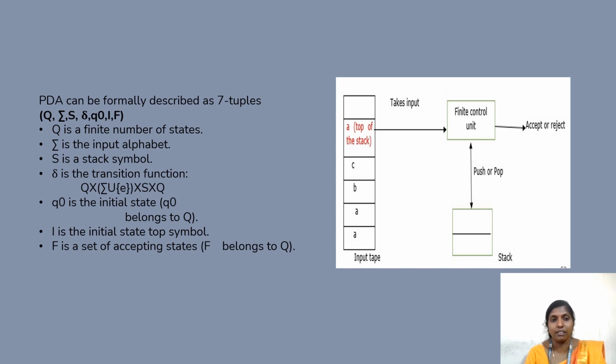This pushdown automata is formally described by 7 tuples. Q is the finite number of states, Sigma is the input alphabet, Gamma is the stack symbol, and the transition function maps Q times Sigma union epsilon times Gamma to Q times Gamma star. Q0 is the initial state, belonging to Q, Z is the initial stack top symbol, and F is the set of accepting states, F belongs to Q.